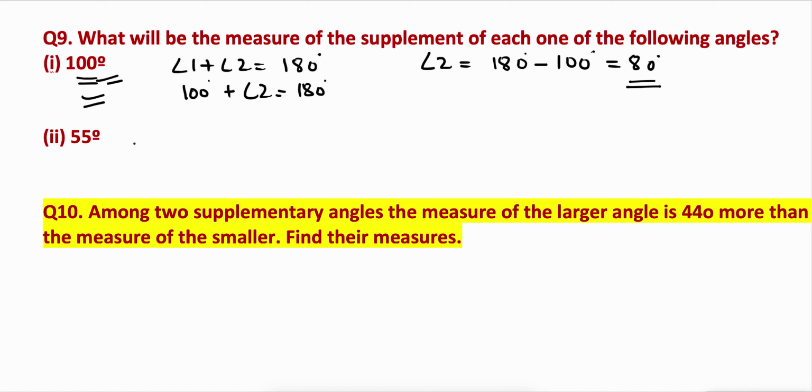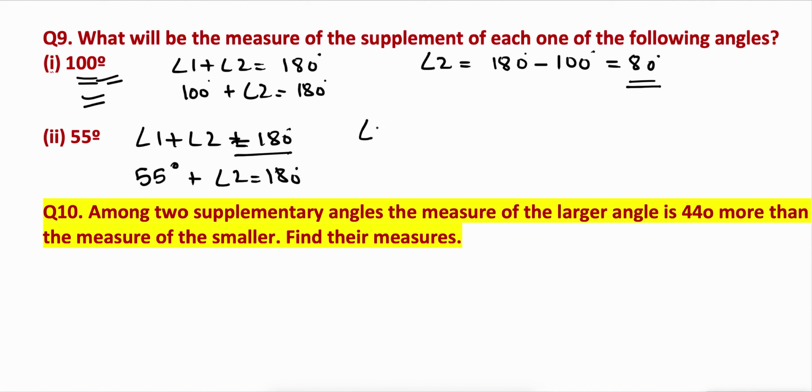Similarly for 55 degrees, angle 1 plus angle 2 is equal to 180 degrees. For supplementary, here angle 1 is mentioned as 55 degrees. So what will be angle 2? Angle 2 will be 180 minus 55, which will come to 125 degrees. So 55 and 125 degrees are supplementary to each other, and 100 and 80 are supplementary to each other.